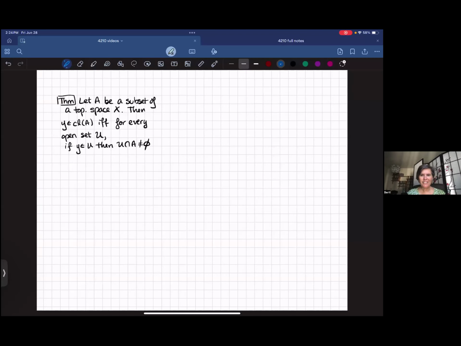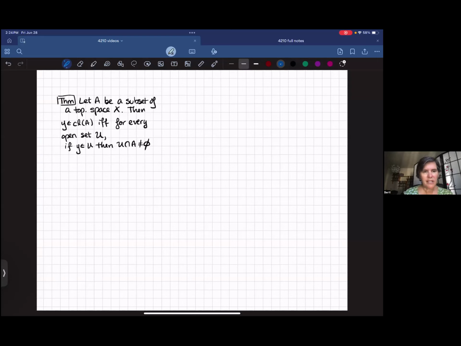Hi, this is Barrett Givens, and in this video, we're going to talk about a theorem about the closure of a set A that will help us when we're trying to find closures in examples and homework problems. So this theorem will be useful for us to figure out what the closure of a set looks like.